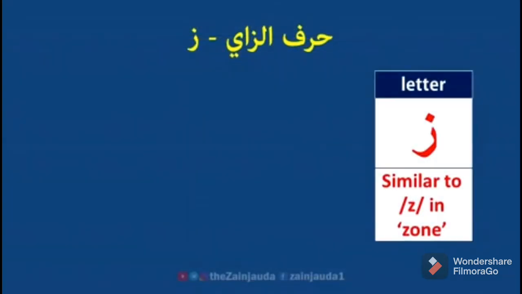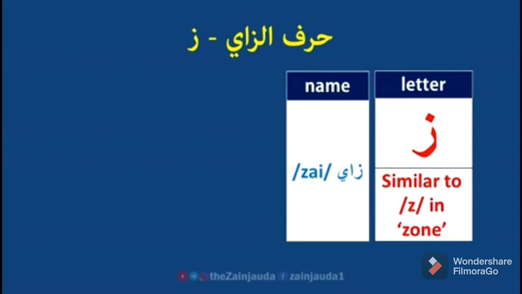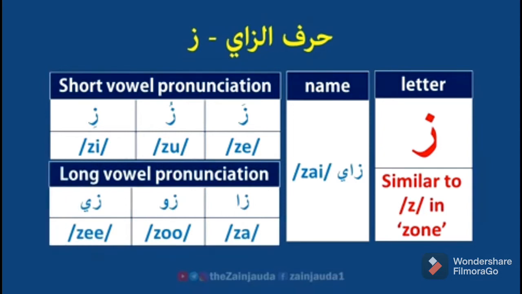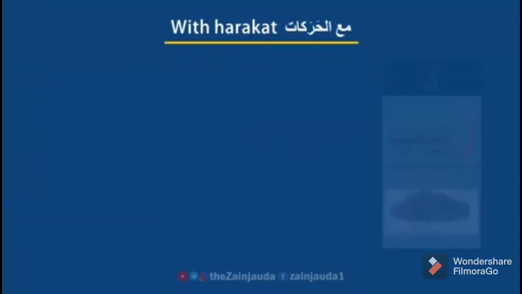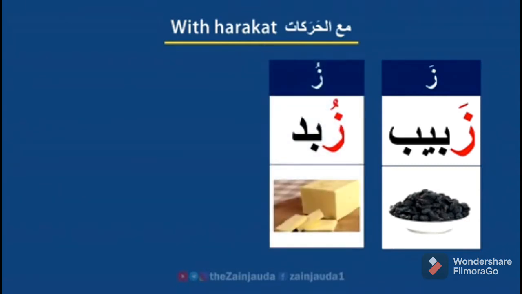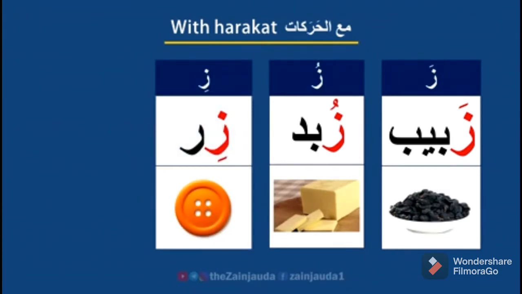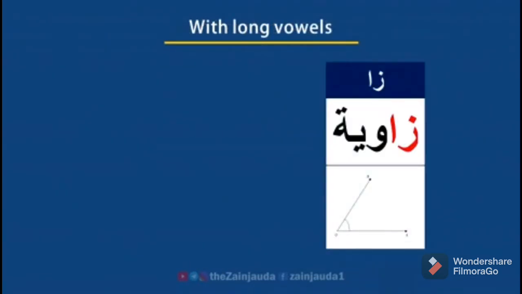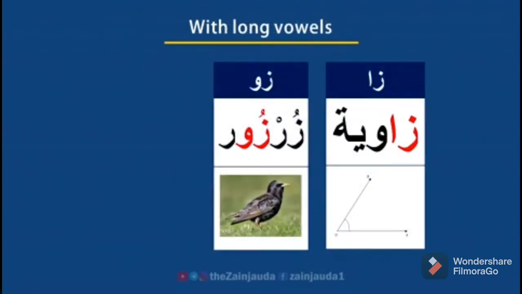Zay is pronounced as Z, just like the Z of zone. And with the harakat, it becomes Za, Zu, Zi. With the long vowels, it becomes Za, Zu, Zi. Examples of it: first with the harakat, with Fatha we have Zabib. With Dhamma, Zubd. With Kasra, Zir. With Sukun, Mazra'a. With long vowels, Zawiya.